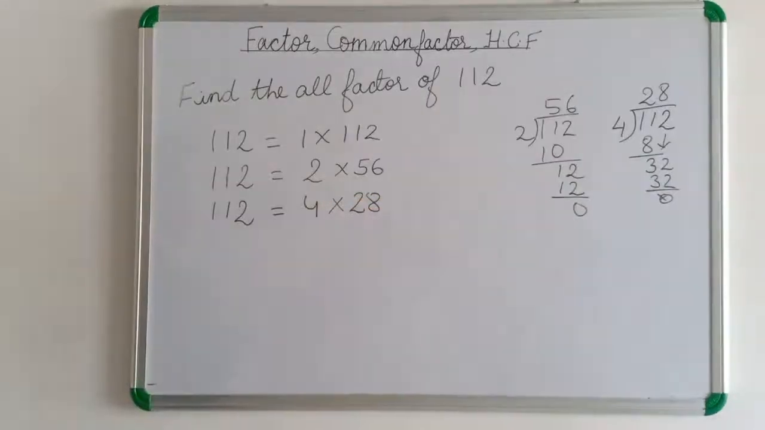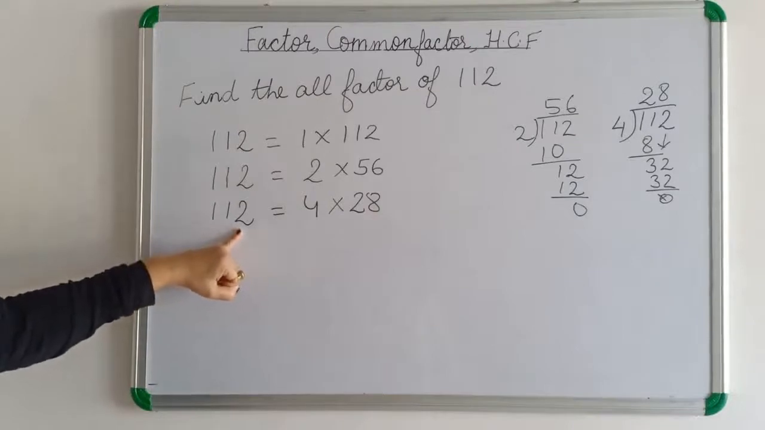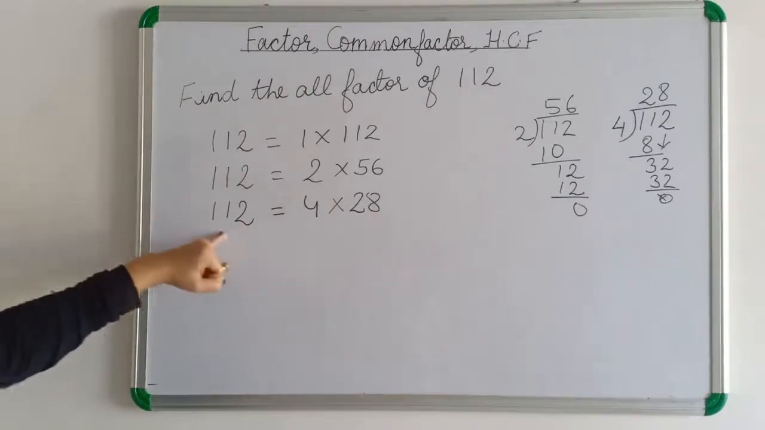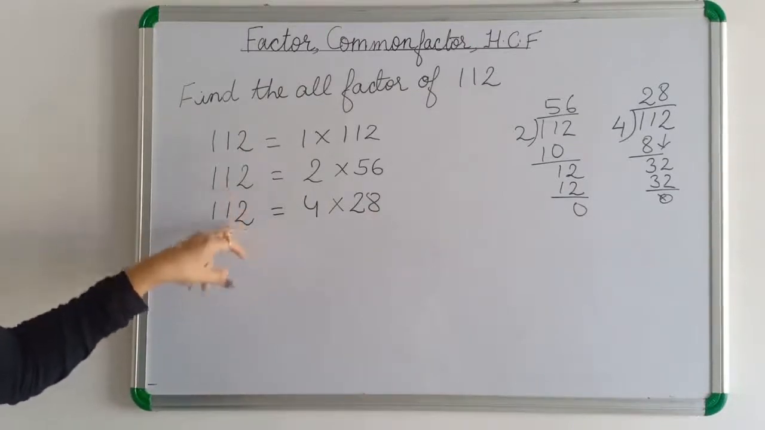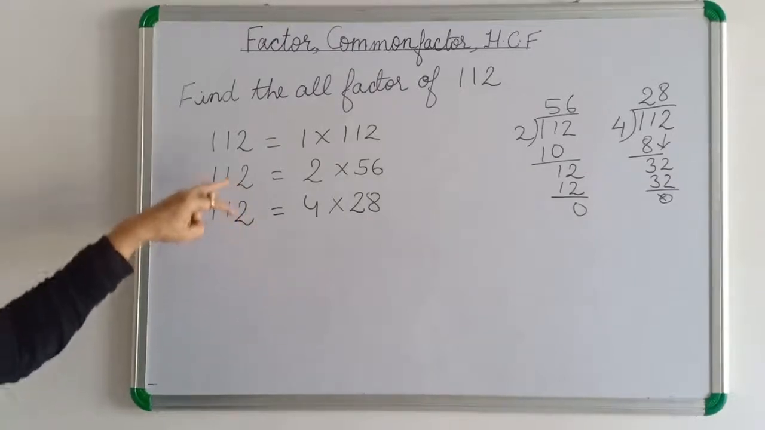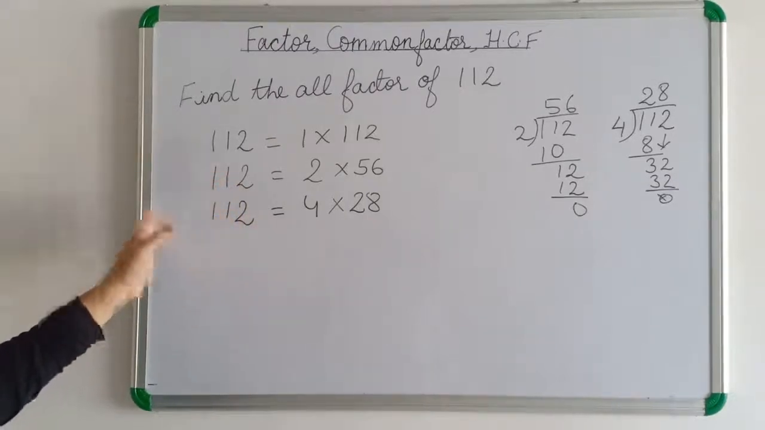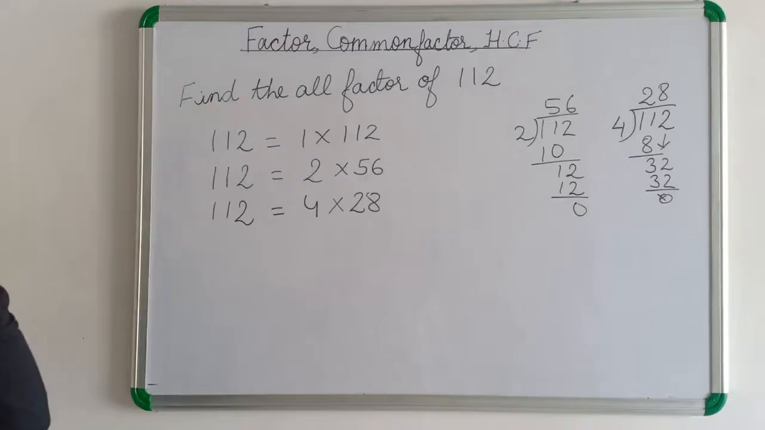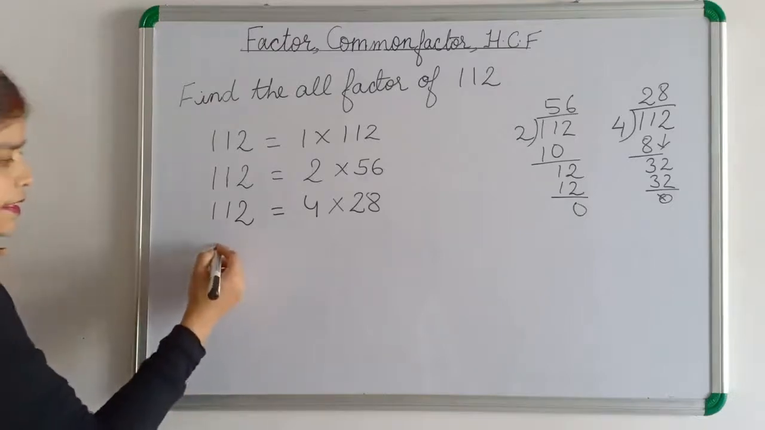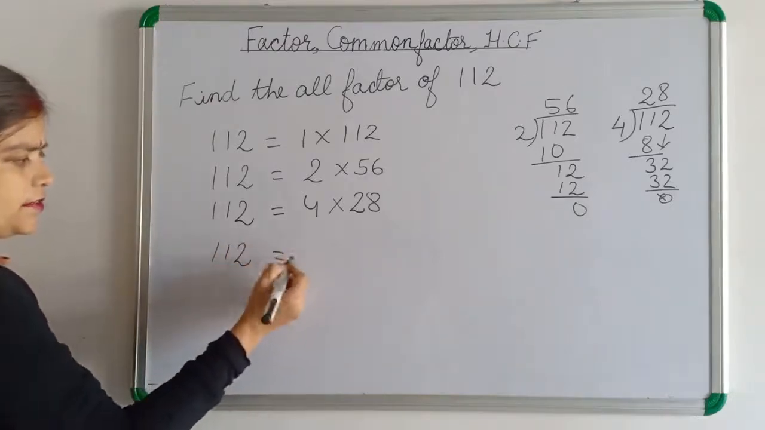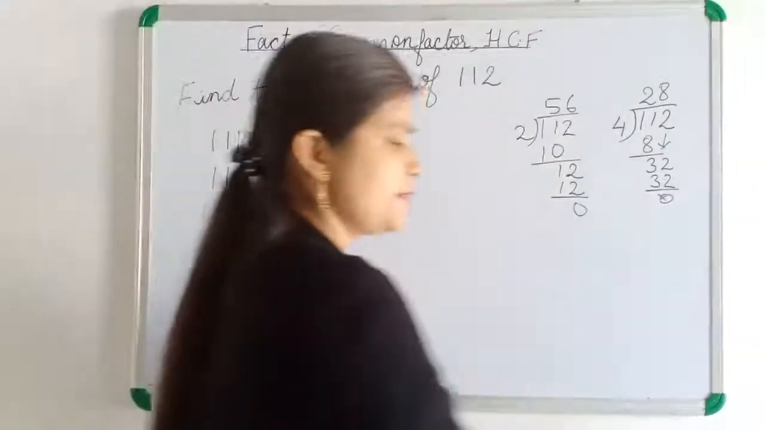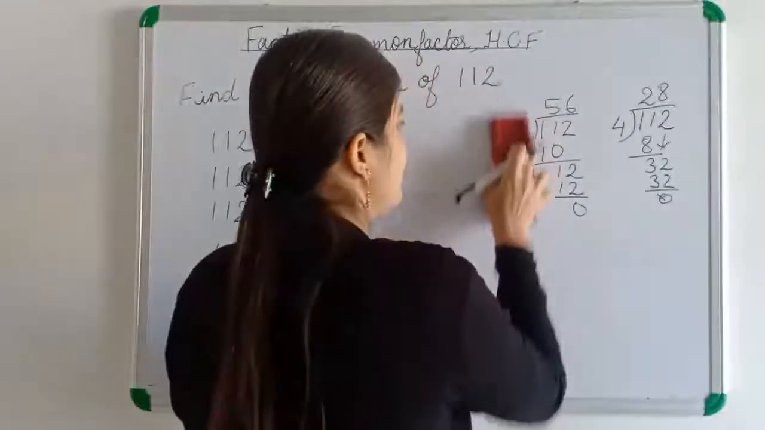Okay. Now we have to see whether 112 is divisible by 6 or not. It is not divisible by 6. It is not divisible by 5 also because it is not ending with 5 or 0. You see whether it is divisible by 7 or not. So we can check here. It is divisible by 7.